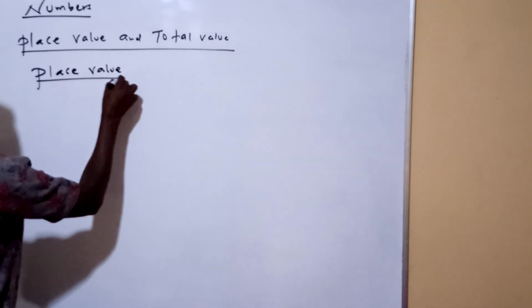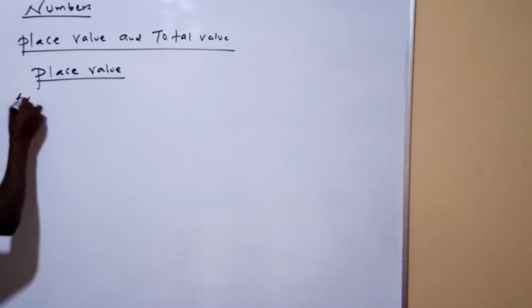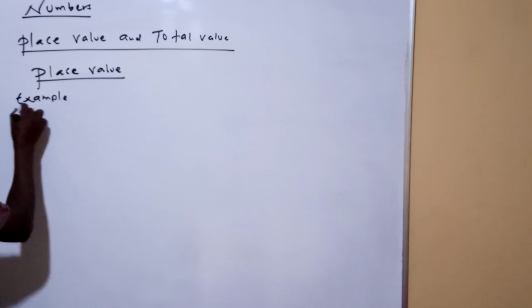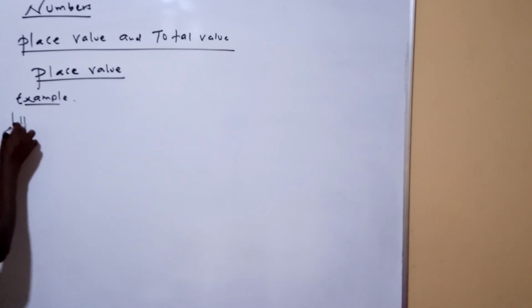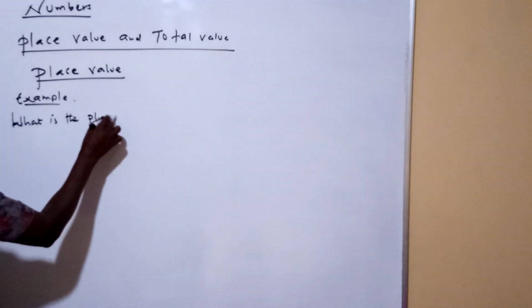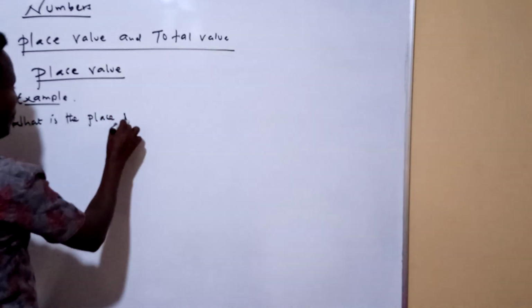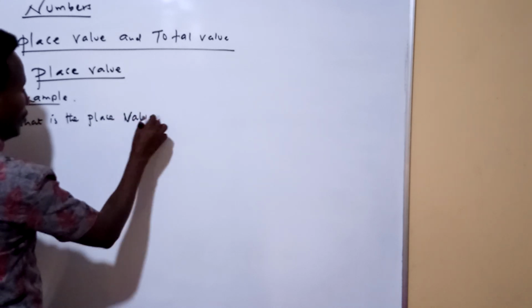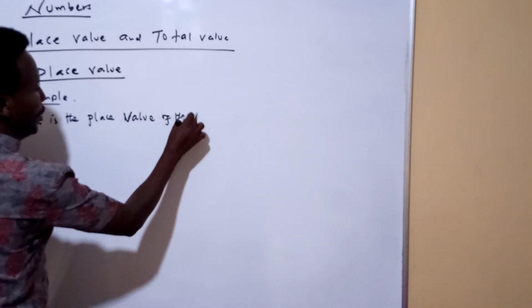Place value. So let's see example one. You're told, what is the place value of the digits underlined?